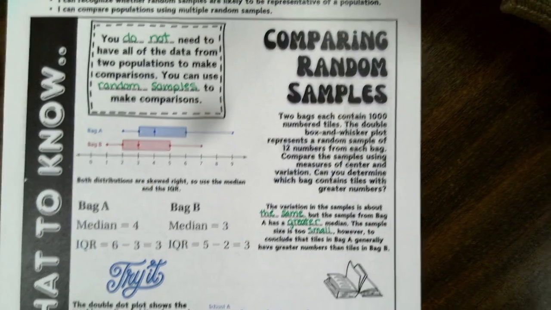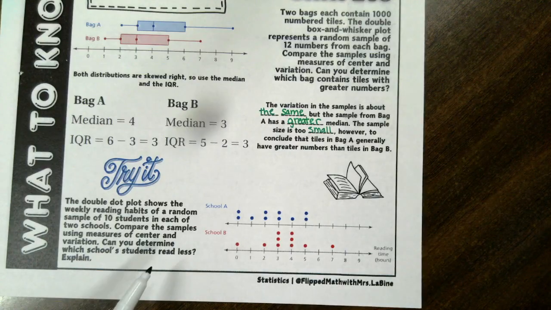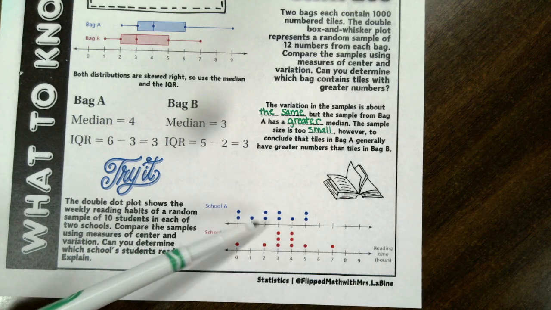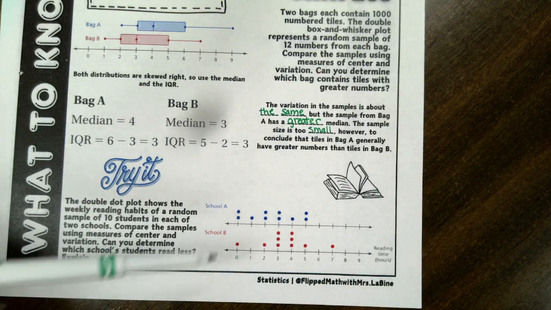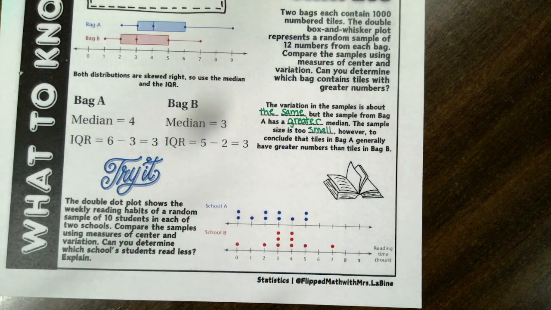So you're going to do a try it section here at the bottom, and you're going to use this double dot plot. So here's what your try it says. The double dot plot shows the weekly reading habits of a random sample of 10 students in each of the 2 schools. Compare the samples using measures of center and variation. Can you determine which school students read less? Explain. So you're going to look here. Here's school A. Remember, these numbers down here represent the same lines up here. That's why we call it a double dot plot, because it's the same. This is 0, this is 1, this is 2, this is 3, and so forth and so on.